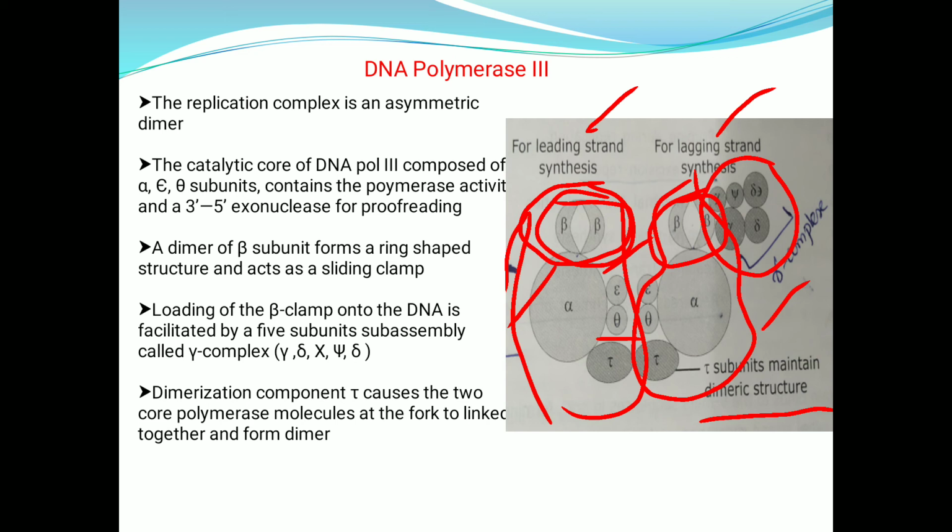Only with the help of the beta subunit, the enzyme can slide on the template strand, and loading of the beta clamp onto the DNA is facilitated by the 5 subunit subassembly called the gamma complex. This is the gamma complex, consisting of gamma, delta, chi, psi and delta epsilon. And the dimerization component, that is tau, causes the two core polymerase molecules at the fork to link together and form the dimer. Only these two are useful for the maintenance of the dimeric structure of the polymerase 3 enzyme.